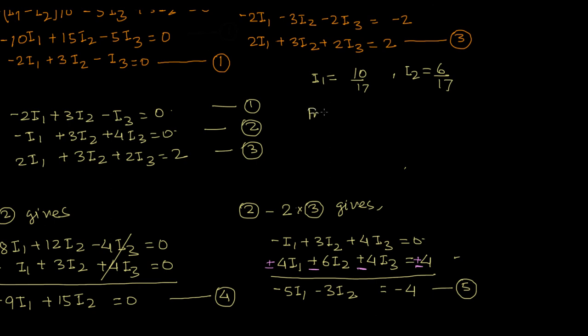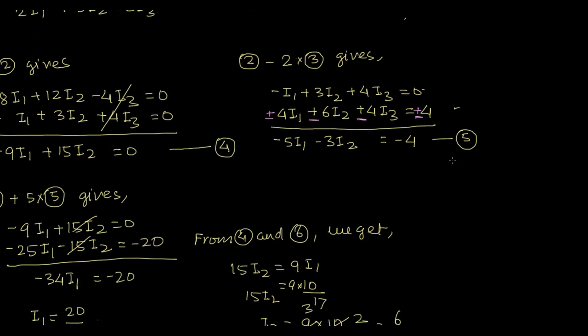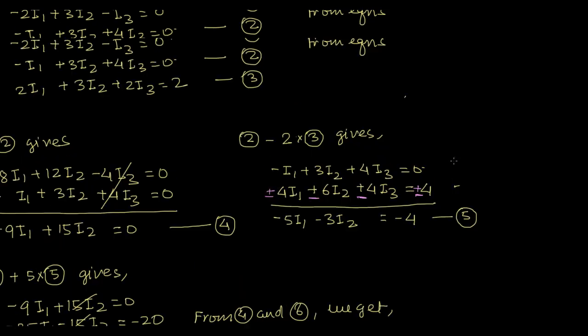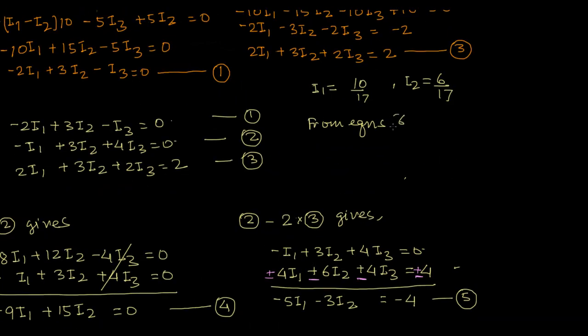If I use equation one from equations 6 and 7, which I had named them, you should write to be methodical: from equations 6, 7 and 1, what do we get? I take I3 to this place, and I'm left with I3 is equal to minus 2 I1 plus 3 I2.